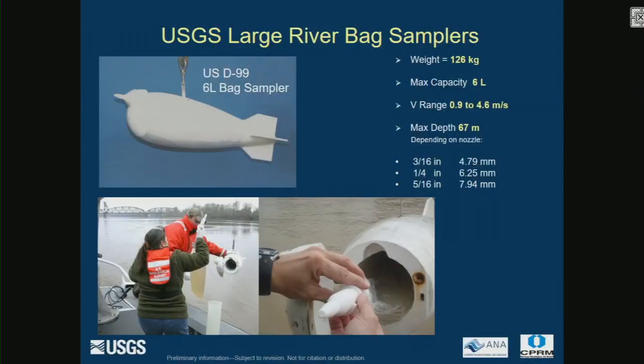This is the D99. You've seen pictures of it before. It has a different opening, a different setup here. I can pass this around. This is the nozzle and setup, a Velcro setup for this bag. This is a 6-liter bag. This is a Teflon bag, similar to the size that the MS-8 uses.